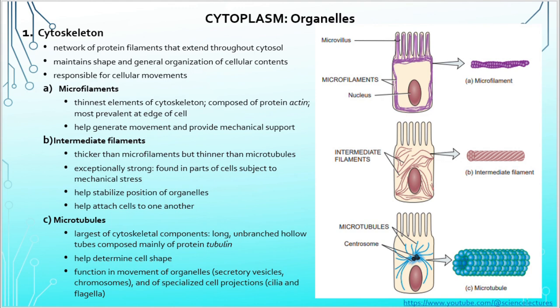Microfilaments have two general functions. They help generate movement and they provide mechanical support. With respect to movement, microfilaments are involved in muscle contraction, cell division, and cell locomotion, such as occurs during migration of embryonic cells during development. Cell locomotion also occurs during the invasion of tissues by white cells to fight infection, or in the migration of skin cells during wound healing.